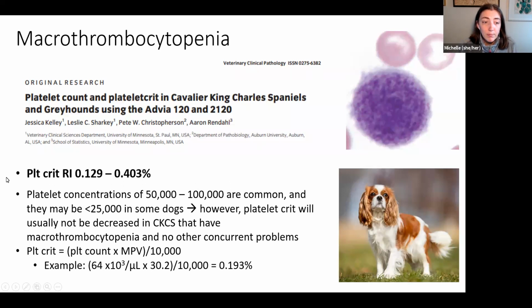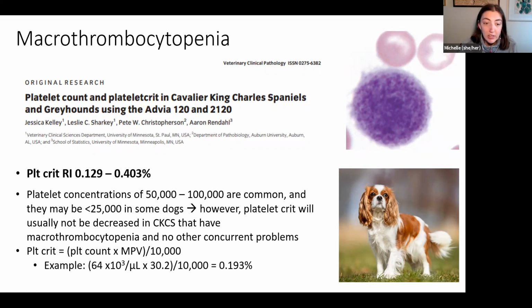And so as a general guide, I have had some Cavaliers that run a little bit low, but they always run at that number and they don't have bleeding issues. So if we look back at their history of what their plateletcrit has been all the times that they've been in, it was slightly below this reference interval, but it's normal for them.